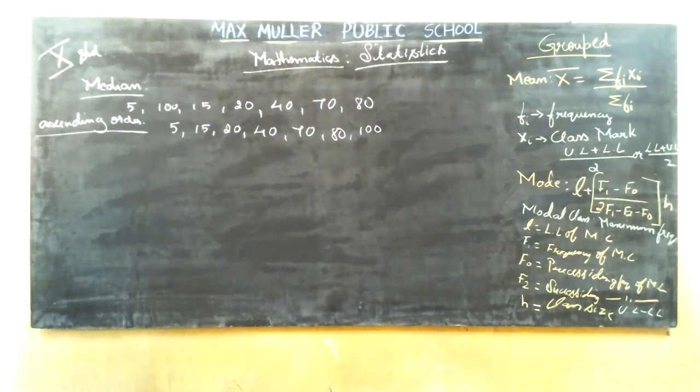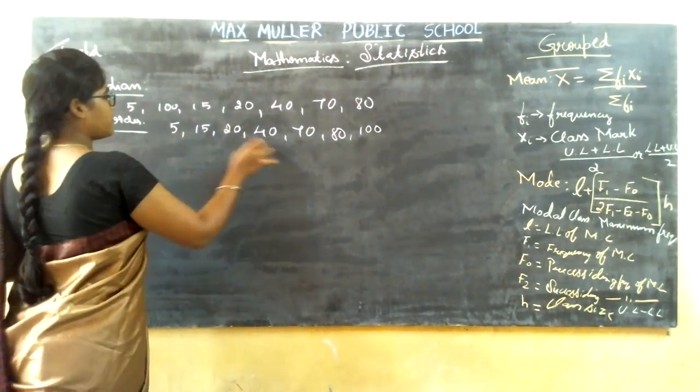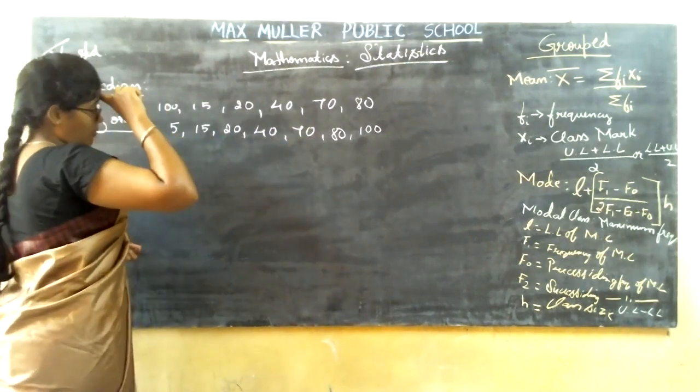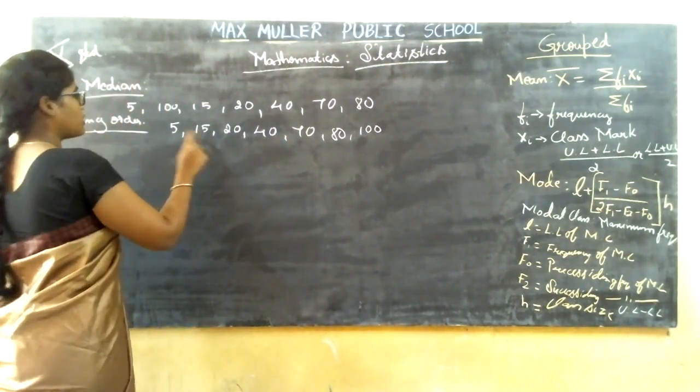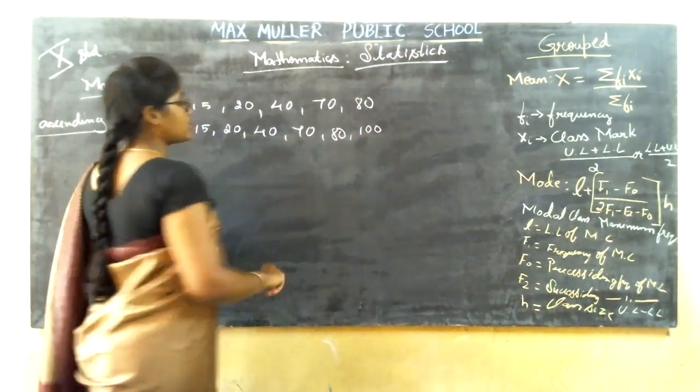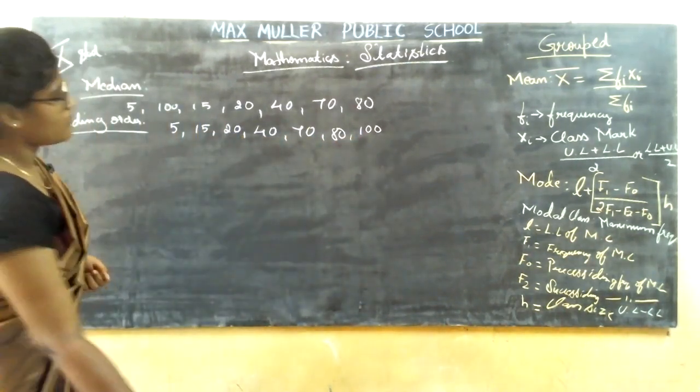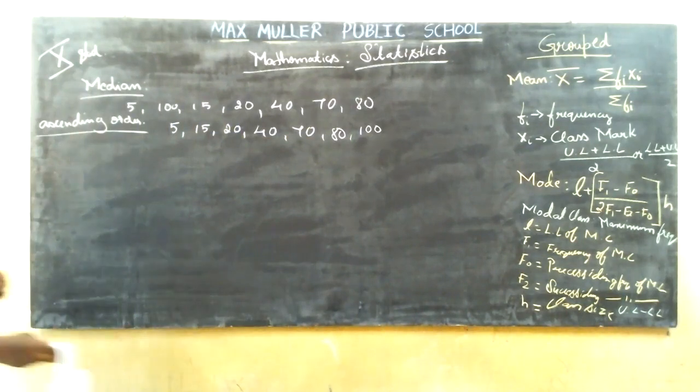You are going to find the median by counting the number of things you have. How many numbers do you have? 1, 2, 3, 4, 5, 6, 7. That is 7 terms you have. Is 7 an even number or an odd number? 7 is an odd number.